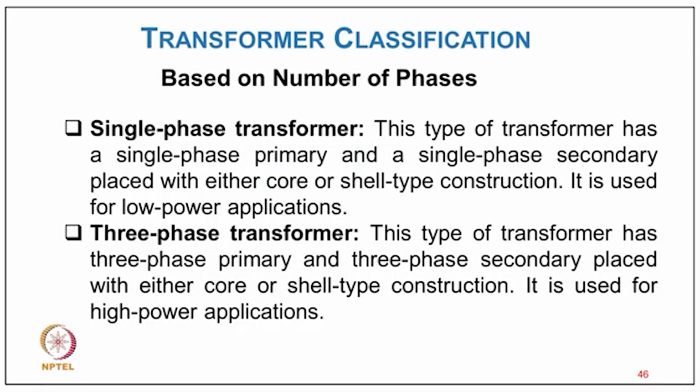Now coming to the classification based on the number of phases, you can have a single phase transformer. This type of transformer has a single phase primary and single phase secondary placed with either core or shell type of construction, and it is used for low power application. And the 3-phase transformer has a 3-phase primary and 3-phase secondary placed with either core or shell type of construction, and it is used for high power application.